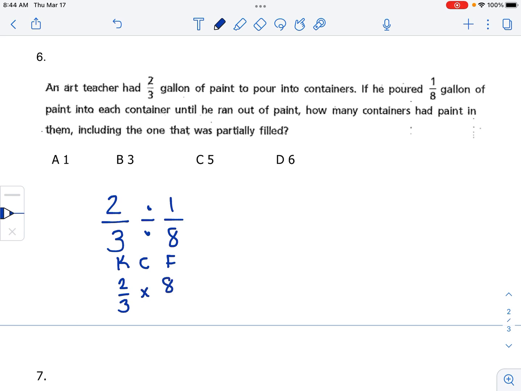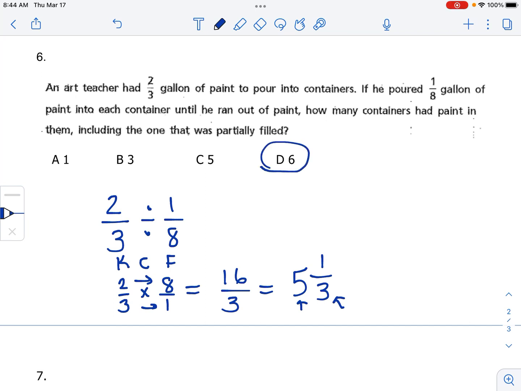2/3 times 8 over 1. No cross reducing here, so we're going to multiply across. 2 times 8 is 16, and 3 times 1 is 3. 3 can go into 16 5 times. That would be 15. The difference between 16 and 15 is 1, and our denominator stays the same. All right, so how many containers had paint in them, including the one that was partially filled? Well, we can make 5 full containers. Then we'd use a 6th container that gets filled up 1/3 of the way, so 6 containers are used.